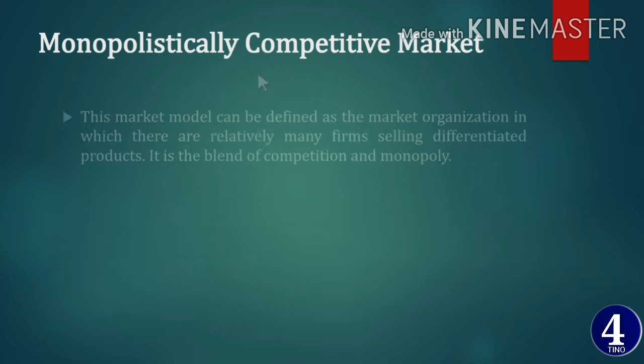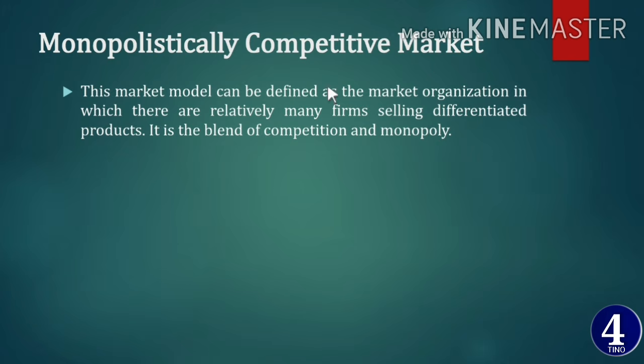Anyways, this market model can be defined as the market organization in which, compared to the monopoly, there are many firms, but they are not selling the same products here. They are differentiated products, okay? And also, this monopolistically competitive market is a blend between perfect competition and monopoly market. Remember that. Now let us see the characteristics of the monopolistic market in detail.